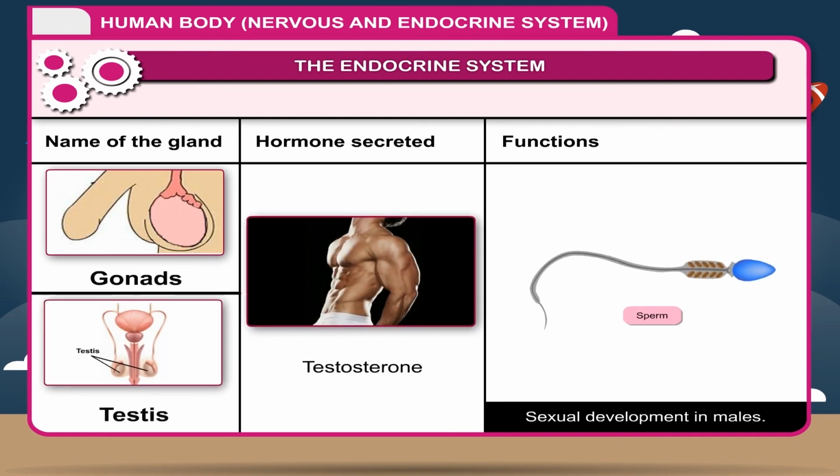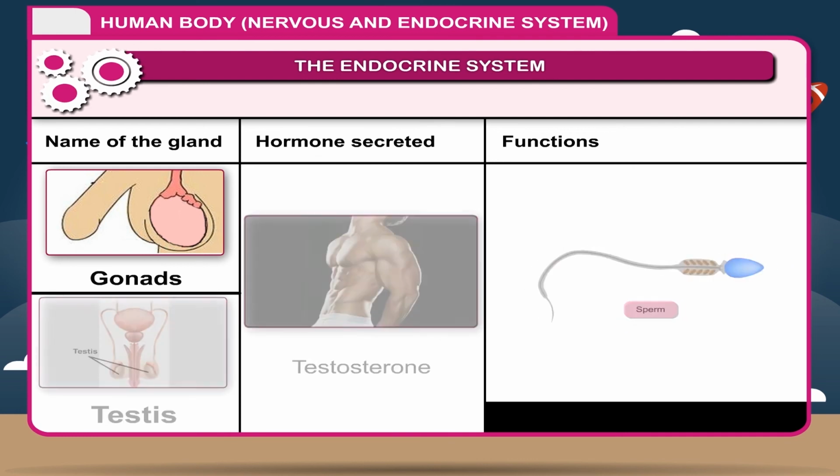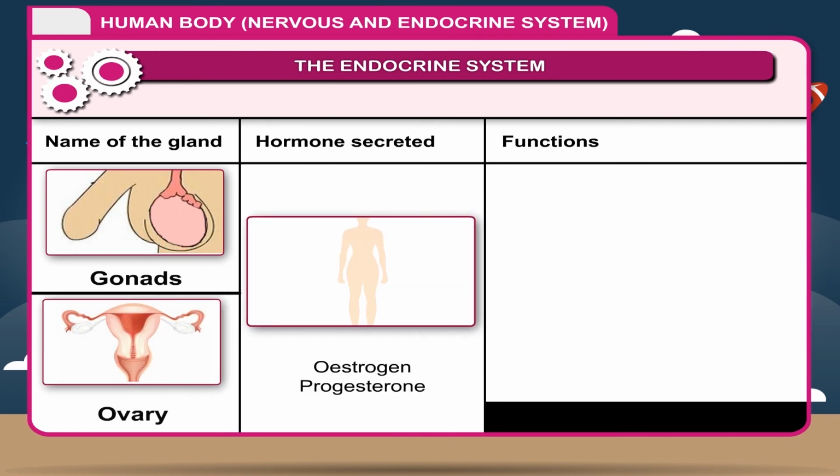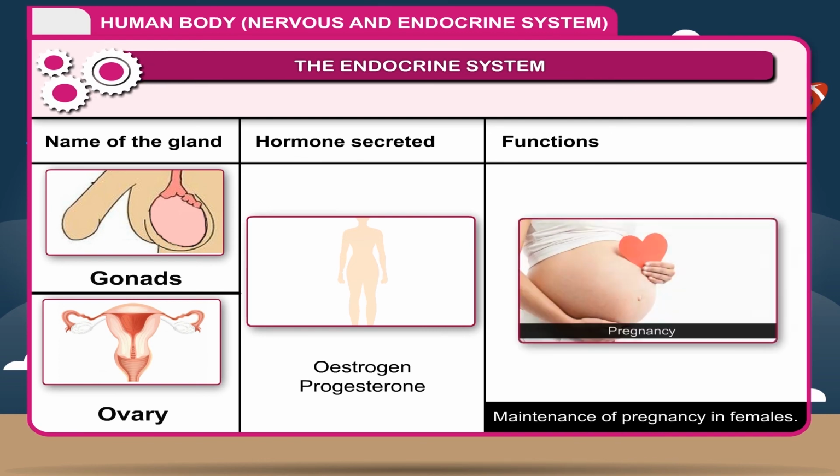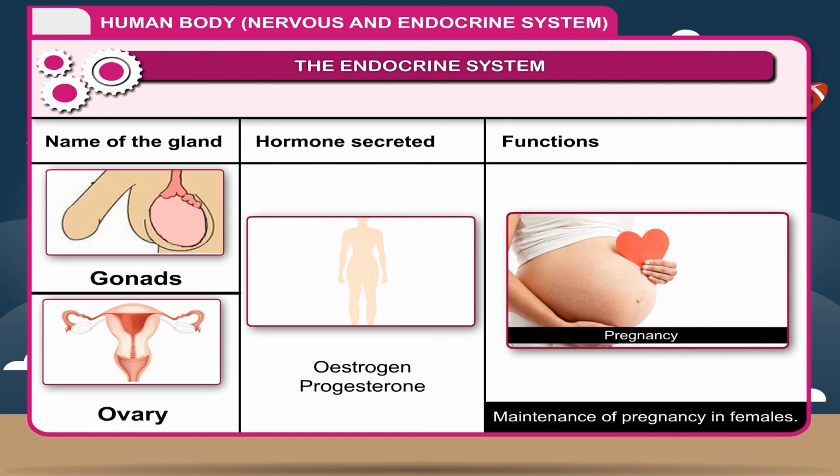Gonads: testes, testosterone, produces sperm cells, sexual development in males. Ovary: estrogen and progesterone, produces ova, sexual development in females, maintenance of pregnancy in females.